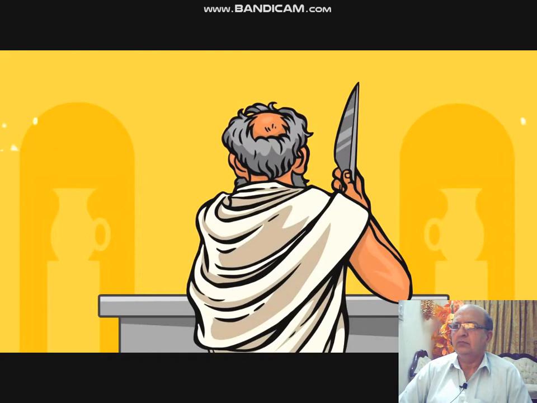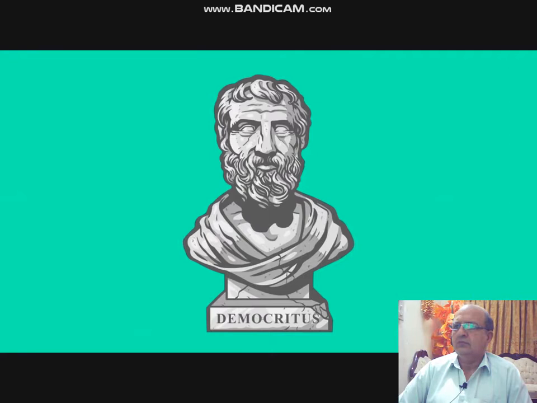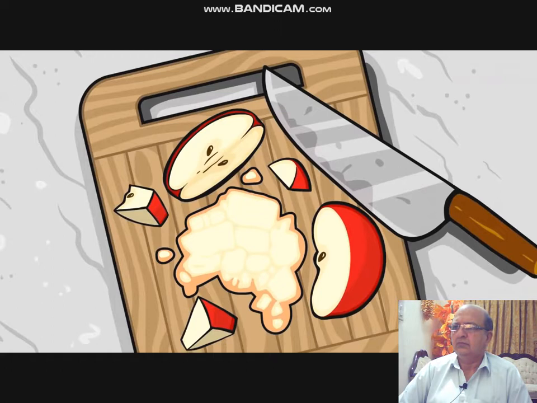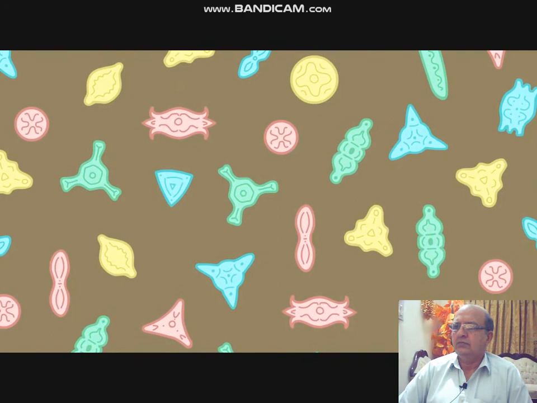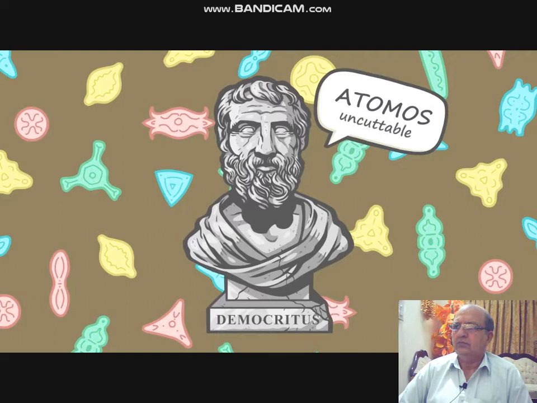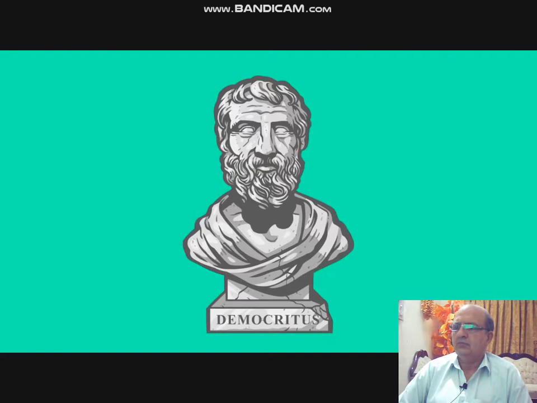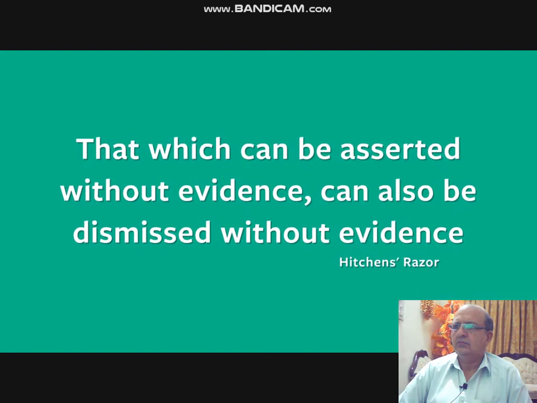For reasons not fully agreed upon by historians, this concept did not sit well with Democritus. Instead, he insisted that at some point, you would reach particles so small and so indestructible they could not be divided any further. He called them atomos, or atoms, which means uncuttable. Now, Democritus didn't actually have any evidence to back up his claim, and because of that, many people simply rejected it. After all, that which can be asserted without evidence can also be dismissed without evidence.